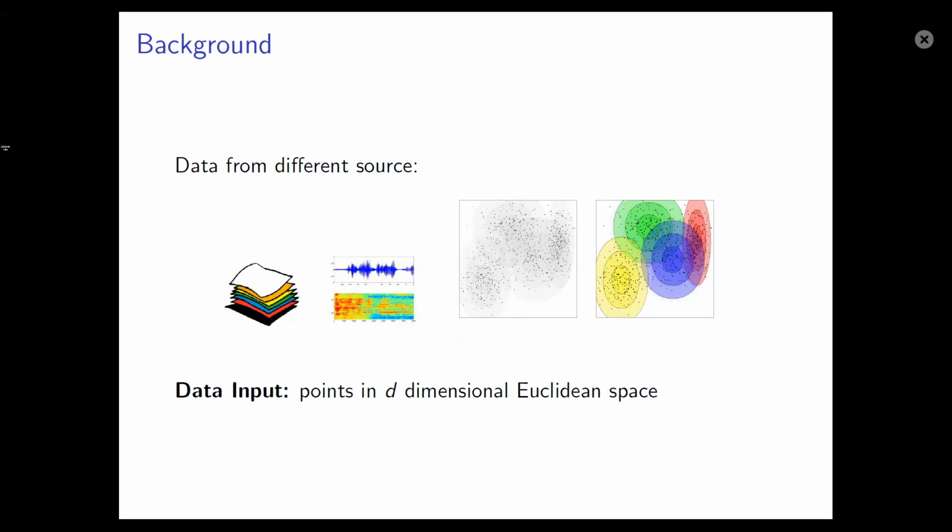So here is some background. Suppose we have data from different sources. For example, we might have geographical data. What we eventually have is a data set of two-dimensional points. More generally, the dataset we have is points in d-dimensional Euclidean space.